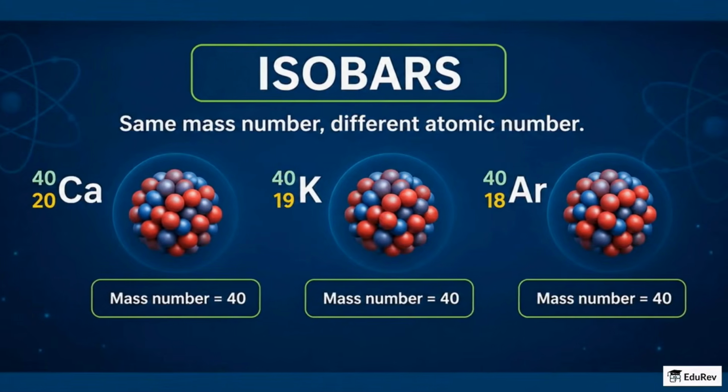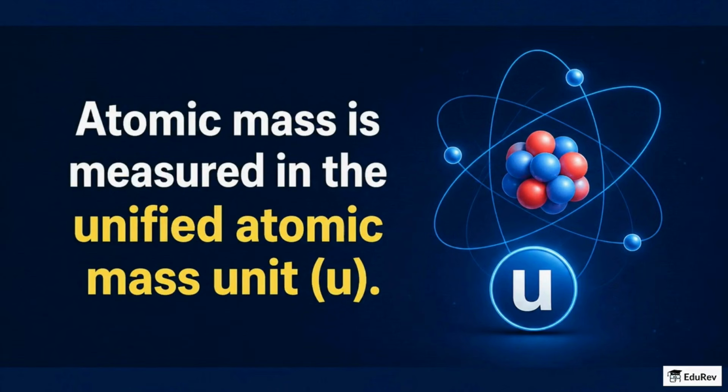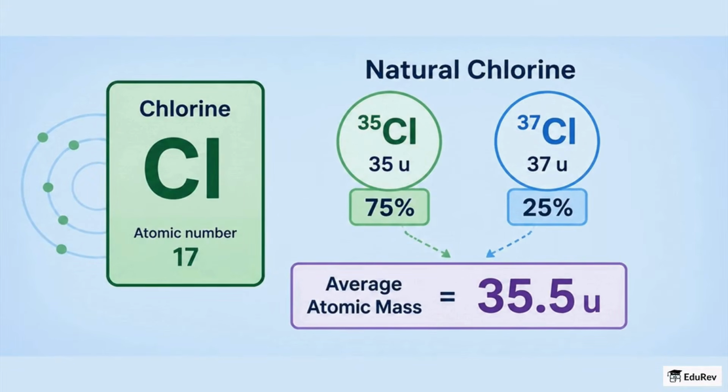When different elements have the same mass number, they are called isobars. For example, calcium-40 with atomic number 20, potassium-40 with atomic number 19, and argon-40 with atomic number 18 all have mass number 40. To measure atomic masses, scientists use the Unified Atomic Mass Unit, written as u. For example, natural chlorine has about 75% 35u and 25% 37u, giving a weighted average of 35.5u.